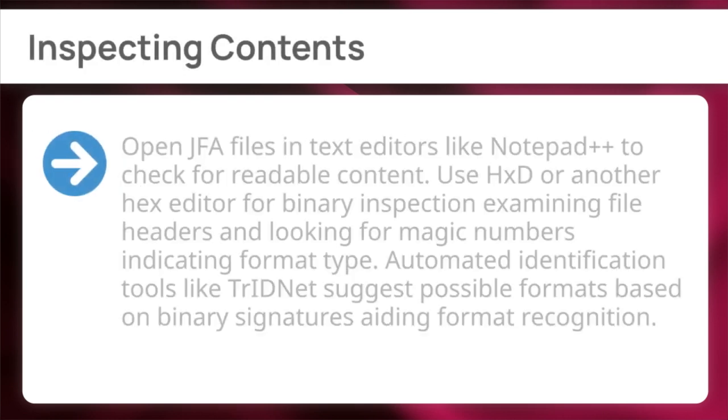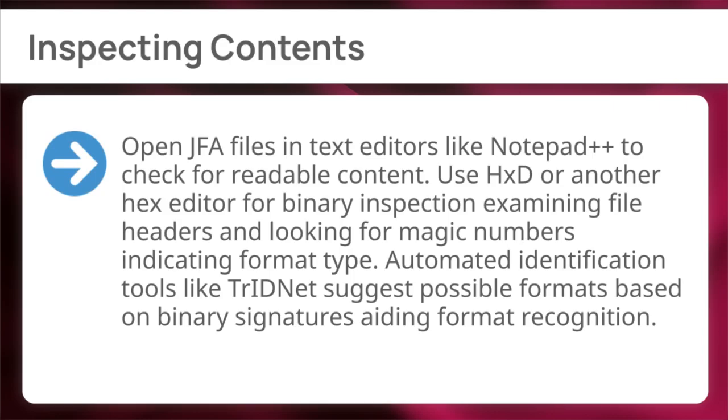Next, inspecting contents. Open JFA files in text editors like Notepad++ to check for readable content. Use HXD or another hex editor for binary inspection, examining file headers and looking for magic numbers indicating format type. Automated identification tools like TriedNet suggest possible formats based on binary signatures, aiding format recognition.